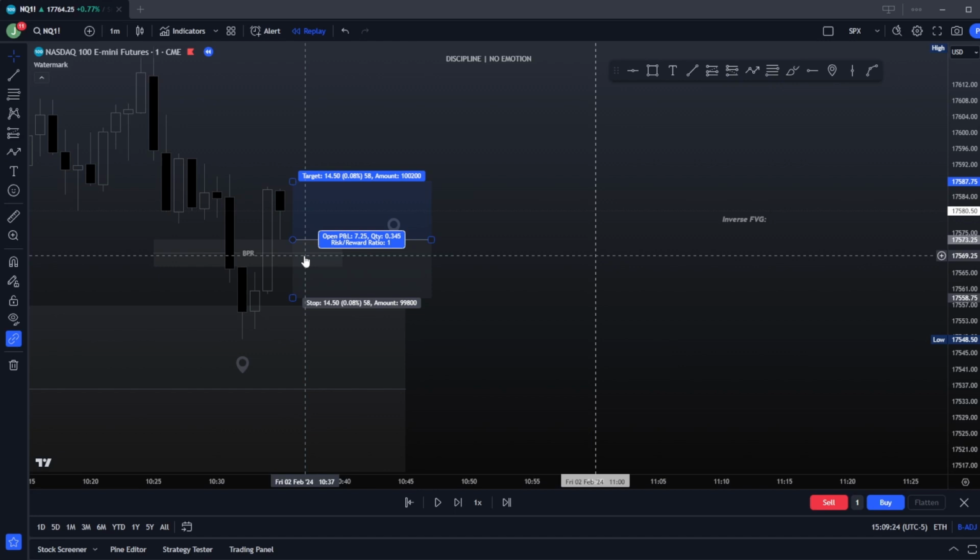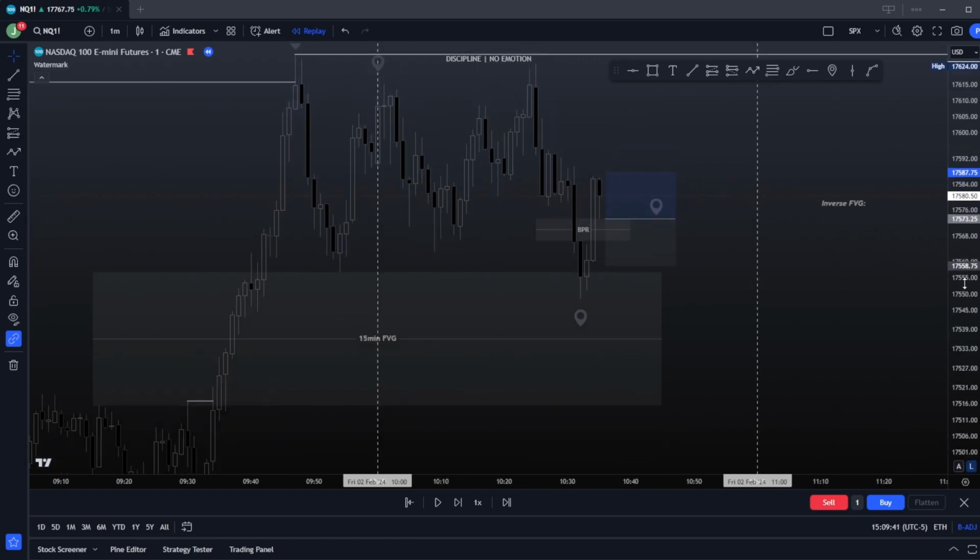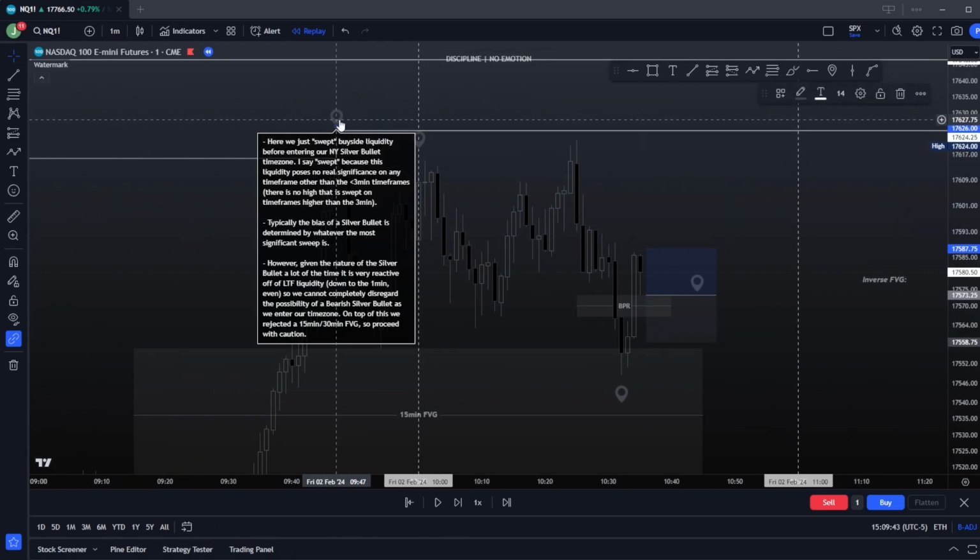Usually I don't enter right off the top of it. As soon as I see that it's created, I'm entering, because there's never a guarantee on a lower time frame, especially the 1 minute, that we are going to for sure tap back into that. And especially because remember how I said earlier that the typical nature of the silver bullet is being reactive off of lower time frame liquidity.